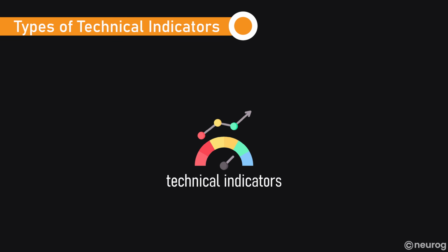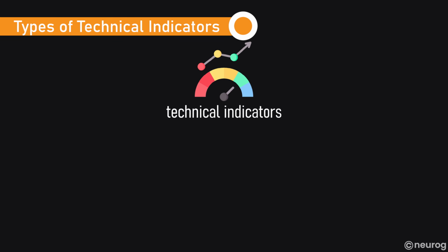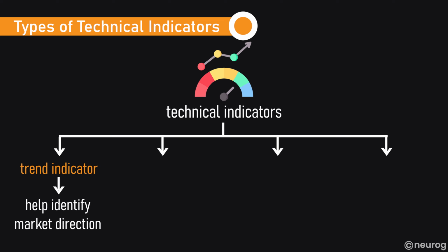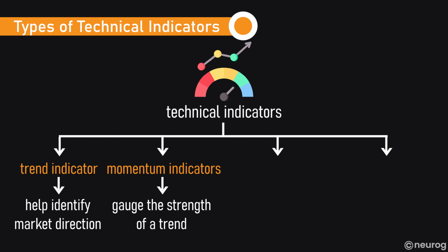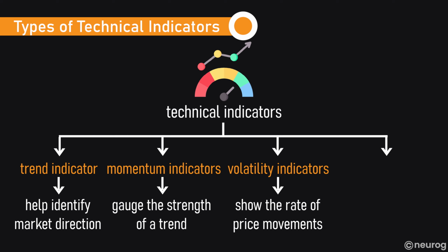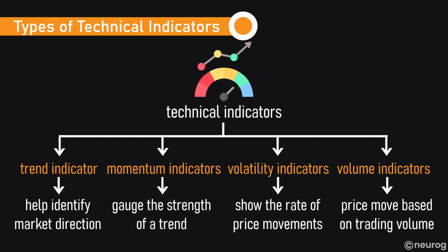There are several types of technical indicators. Trend indicators help identify market direction. Momentum indicators gauge the strength of a trend. Volatility indicators show the rate of price movements. And volume indicators assess the strength of a price move based on trading volume.